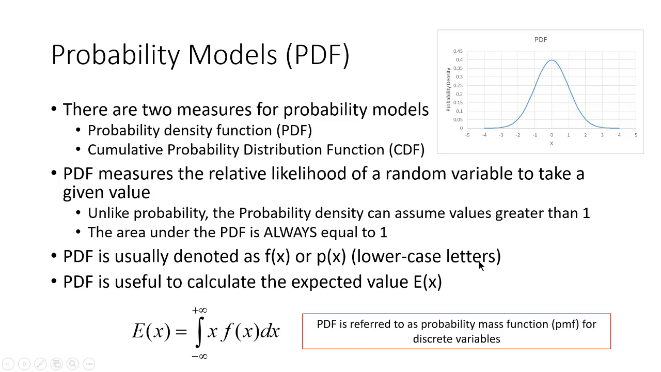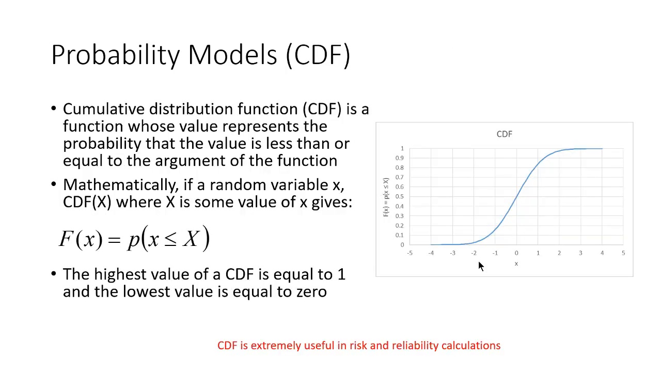In discrete distributions, we call the probability density function the probability mass function, and I'll get to that in a little while. The other model for probability is the cumulative distribution function. The CDF is a function whose value represents the probability of being less than or equal to some argument. So if I ask what is the probability that my random variable X takes a value less than or equal to 0, I go to the chart and say that's about 50%.